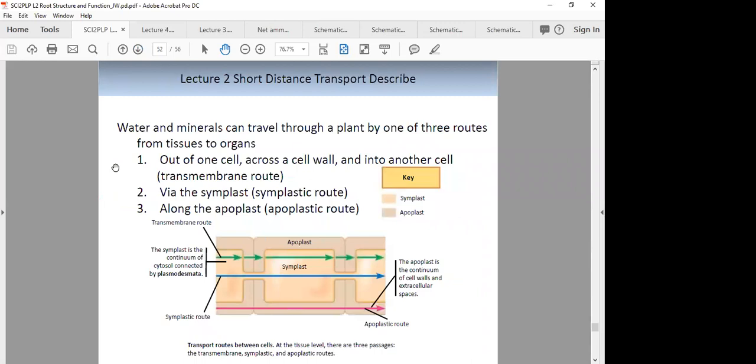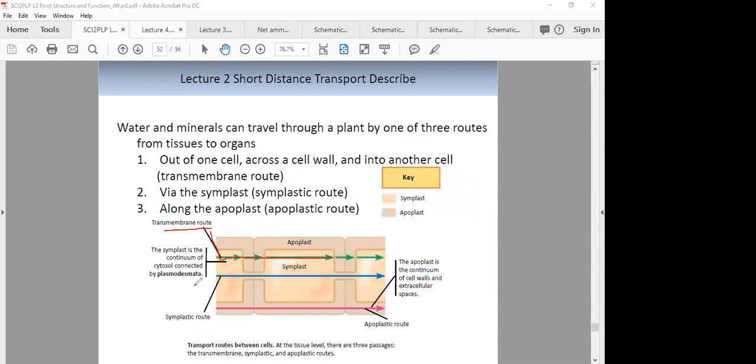This is a great slide because it shows very clearly the different routes that water can travel through a plant. So let's just revise these different routes. The transmembrane route is one: directly through the membrane of one cell, cell walls, and through the membrane, through the lipid bilayer. And what's this called? Transmembrane route.